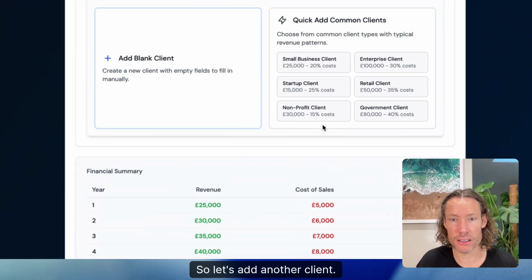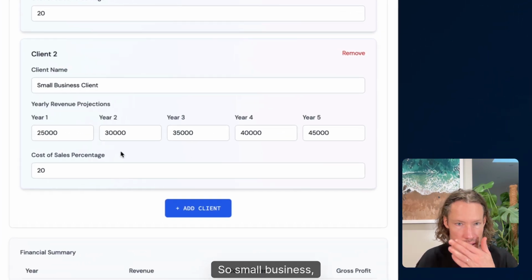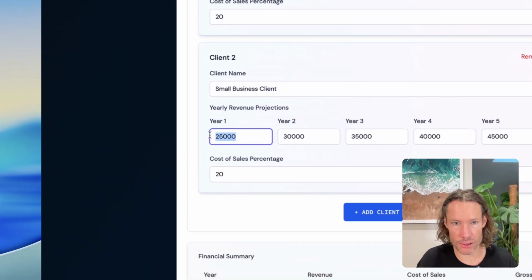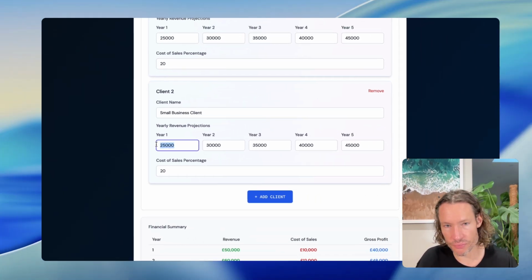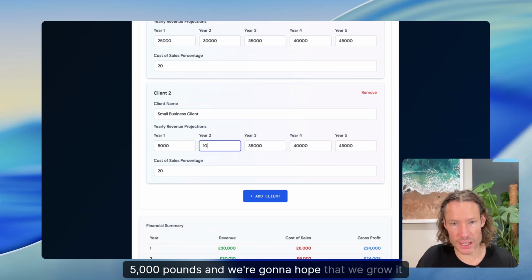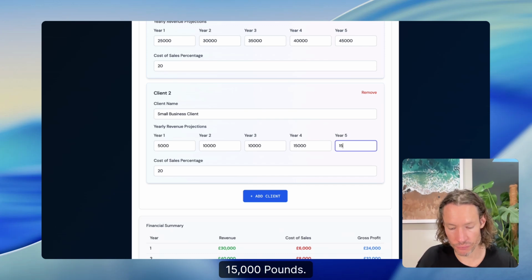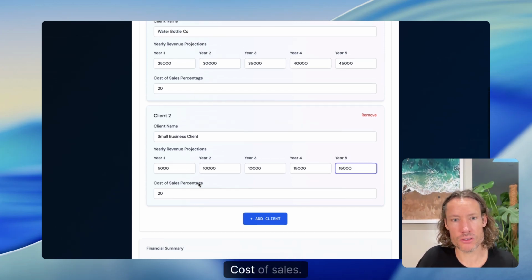So let's add another client. Let's add someone a bit like the water bottle client. So small business, another one. But these guys, we're going to do a small project in year one, £5,000, and we're going to hope that we grow it to £10,000, another £10,000, £15,000, £15,000.